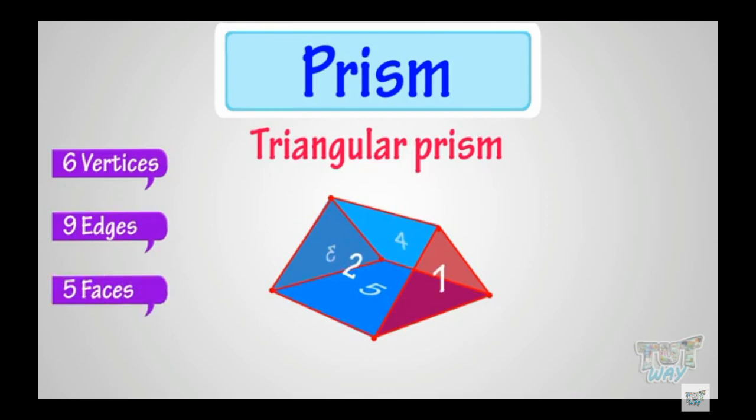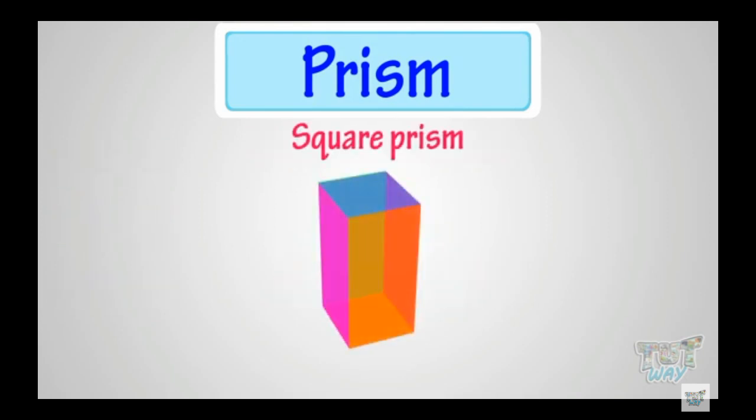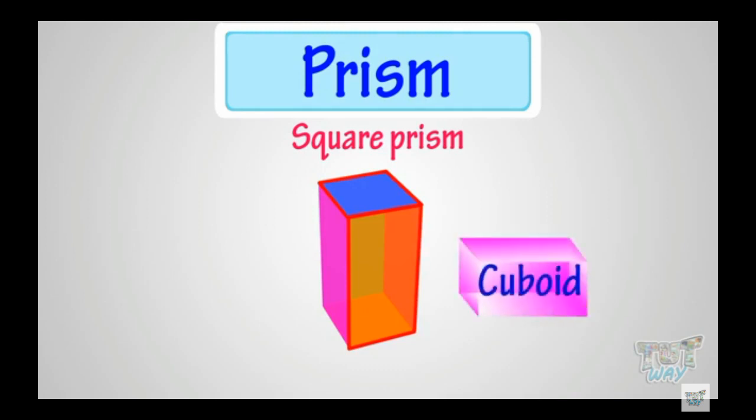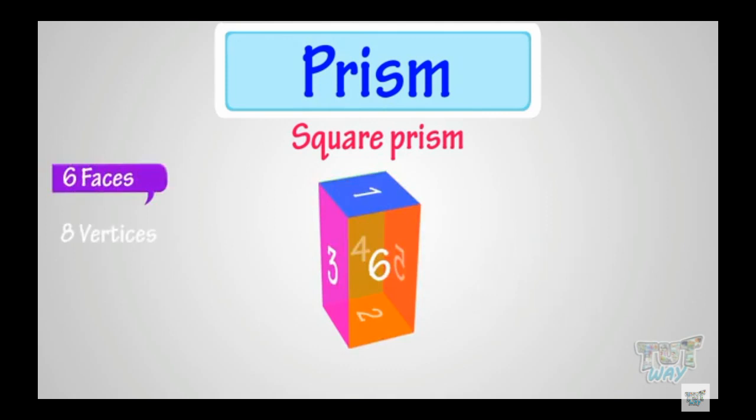Now, let's learn another type of prism. This is a square prism. This is a square prism because its top and bottom faces are square in shape, and all other faces are rectangular. This is the same as a cuboid. So it has 6 faces, 8 vertices, and 12 edges.